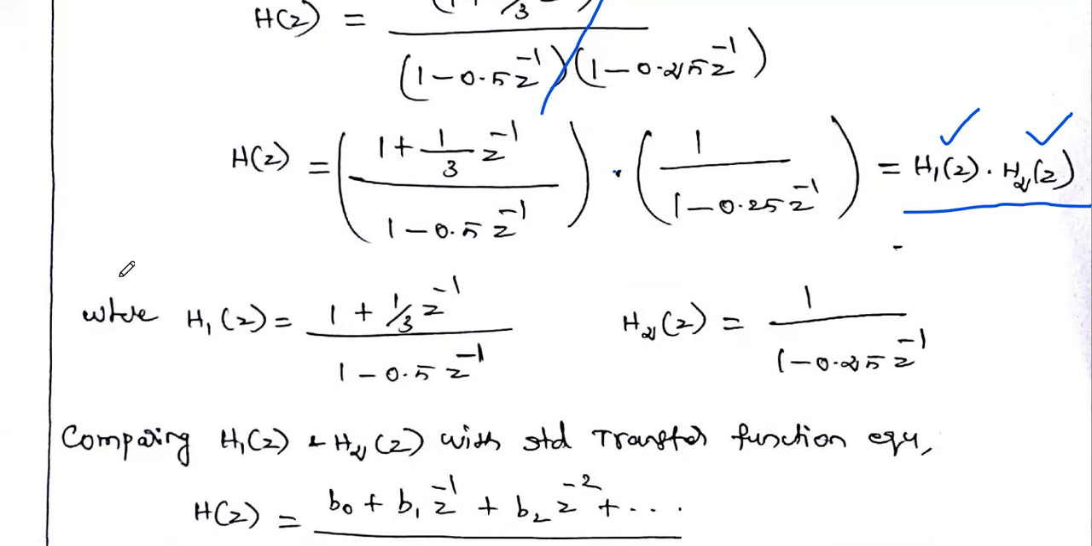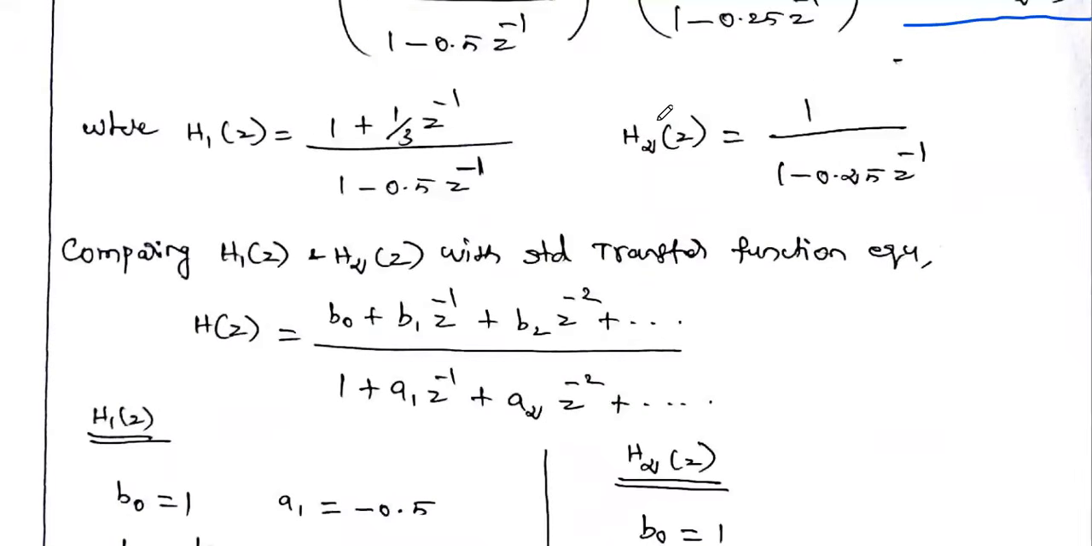Now the next step is to realize H1(z) and H2(z) individually in the direct form 2 method. We may use either direct form 1 or 2, but compared to direct form 1, direct form 2 is more useful, because in direct form 2 realization the number of delay elements used is reduced by half. That is why it is better to implement H1 and H2 in direct form 2. So we are going to realize H1(z) and H2(z) in direct form 2 separately. This is H1 and this is H2.